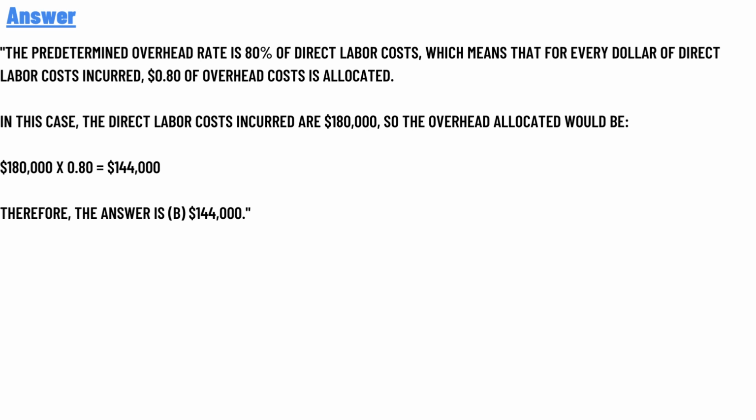The correct answer to the question: the predetermined overhead rate is 80% of direct labor cost, which means that for every dollar of direct labor cost incurred, 80 cents of overhead cost is allocated. In this case, the direct labor cost incurred is $180,000, so the overhead calculated would be $180,000 multiplied by 0.80, which is equal to $144,000. Therefore, the answer is option B, $144,000. So that's the answer to the question.